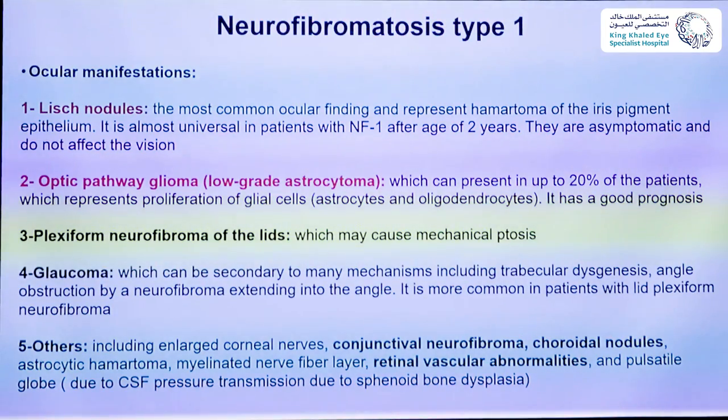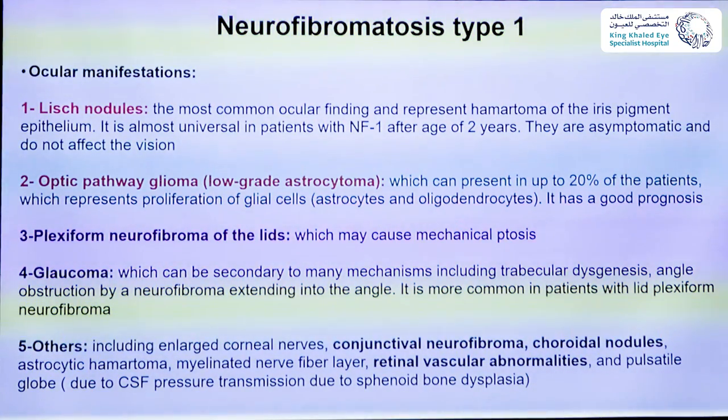Finally, regarding the ocular manifestations, we all know the ocular manifestations of NF1, and these in red are part of the diagnostic criteria. We have Lisch nodules, which are the most common ocular finding, and they represent hamartoma of the iris pigmented epithelium, and they are not usually congenital, but they develop after like the age of 2 years. They are asymptomatic and they don't affect the vision. But we have something that may threaten the vision, which is optic pathway glioma, which is considered low grade, which can present in up to 15 to 20% of the patients, and is proliferation of glial cells, astrocytes and oligodendrocytes. So it has good prognosis.